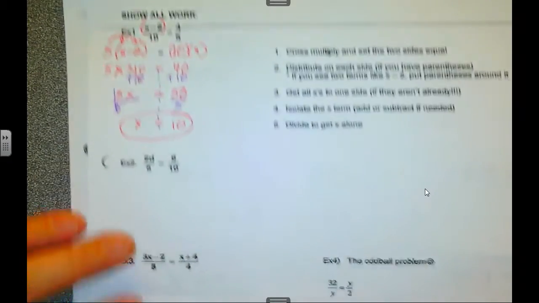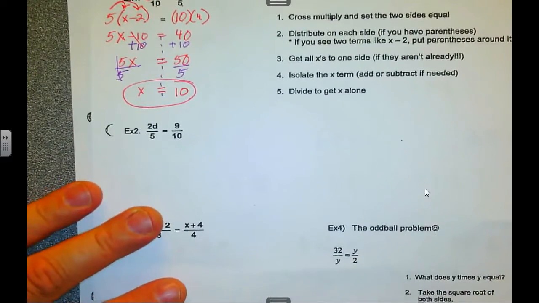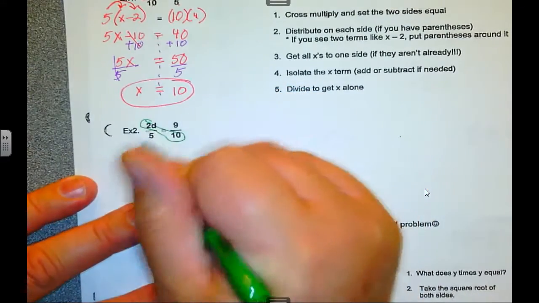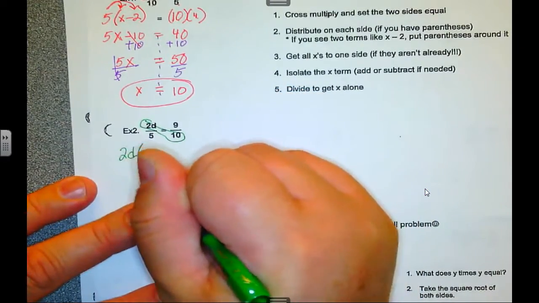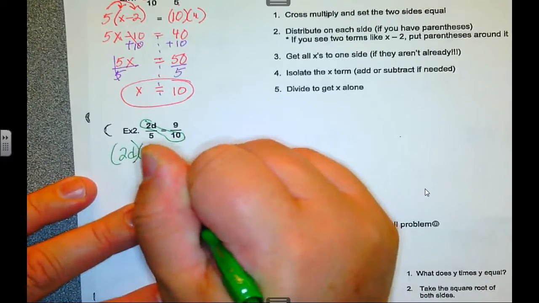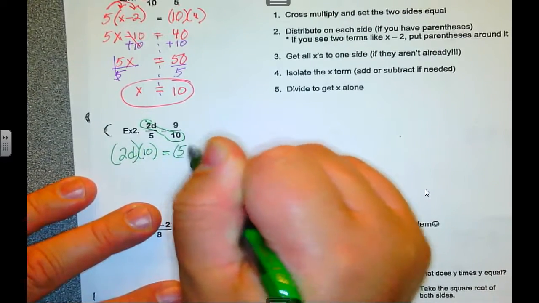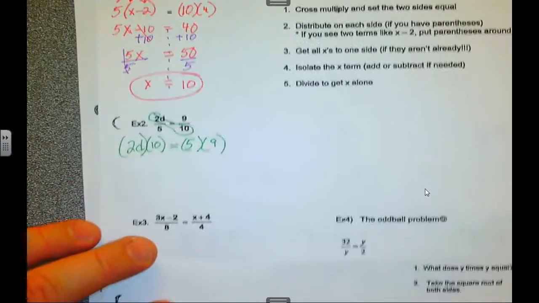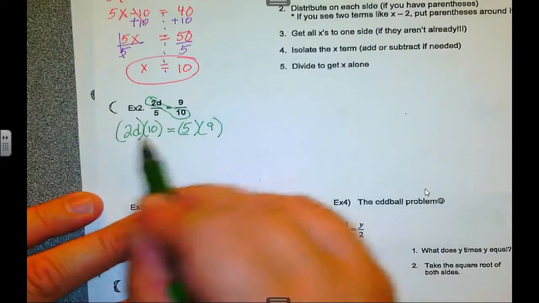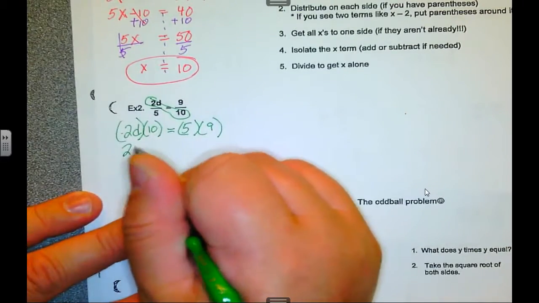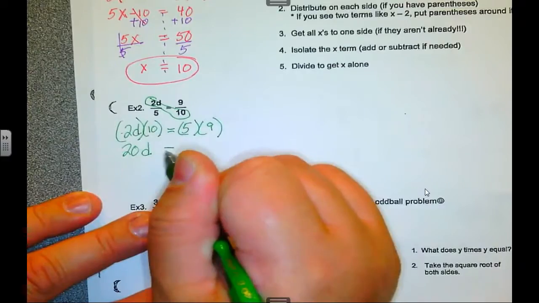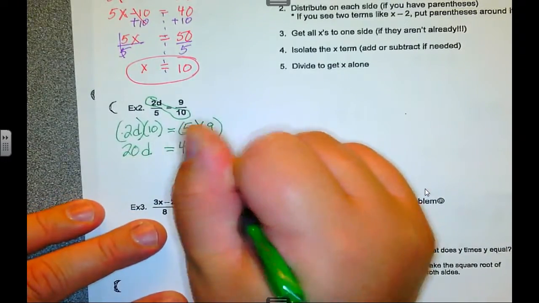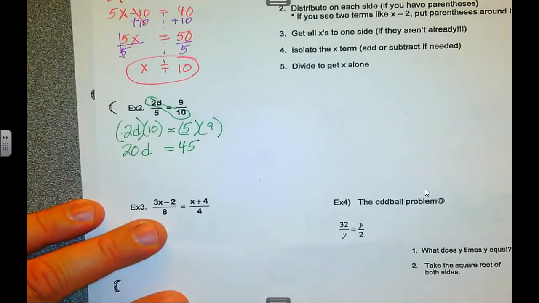In example 2, going to do the same thing. Just cross multiply. 2d times 10 equals 5 times 9. Solve for d. 2 times 10 is 20. I have my d. 5 times 9, 45. Divide both sides by the coefficient 20.